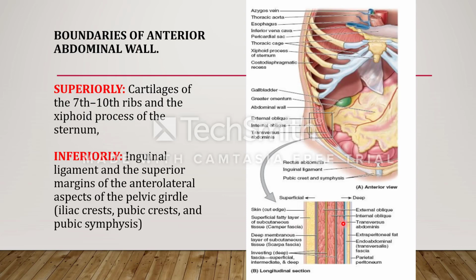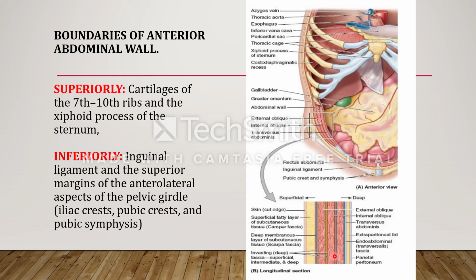These are the layers which are forming the anterior abdominal wall, from superficial to deep. We can see the skin. Beneath the skin, there is the superficial fascia. There are two layers of the superficial fascia. The outer one is the fatty layer and the inner one is the membranous layer. Deep to the superficial fascia, there are three muscles: the external oblique muscle, then the internal oblique muscle, and then the transversus abdominis muscle.